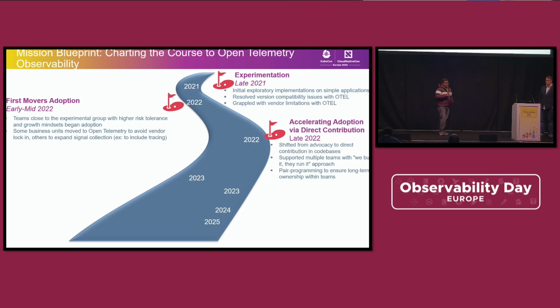So in late 2022, we shifted from advocacy to direct contribution to the code base, right? It is a straightforward piece, and we work on the model that we build it as a platform, they run it, right? So we are a platform enabler. Once we onboard the team, the team can do anything as per the need. So we have a standard onboarding scorecard.